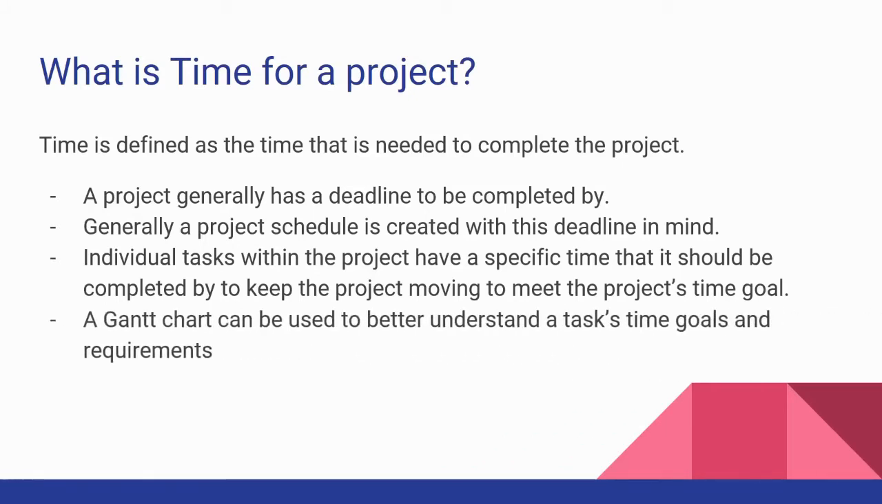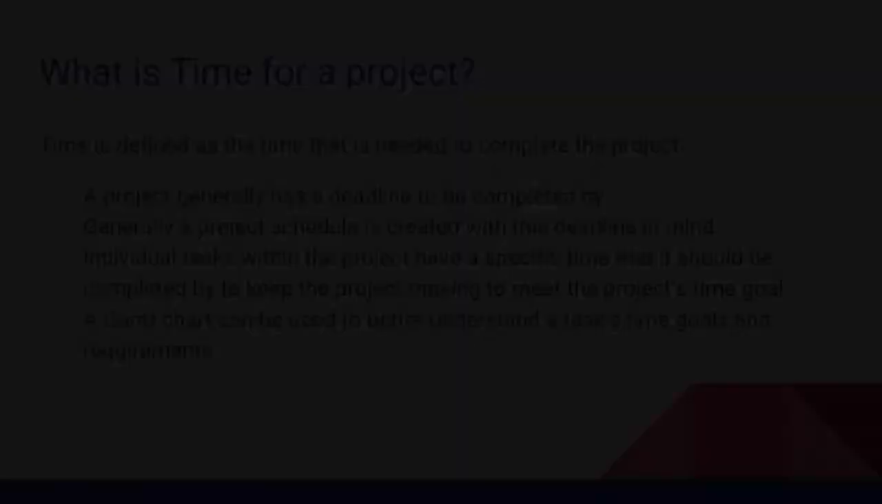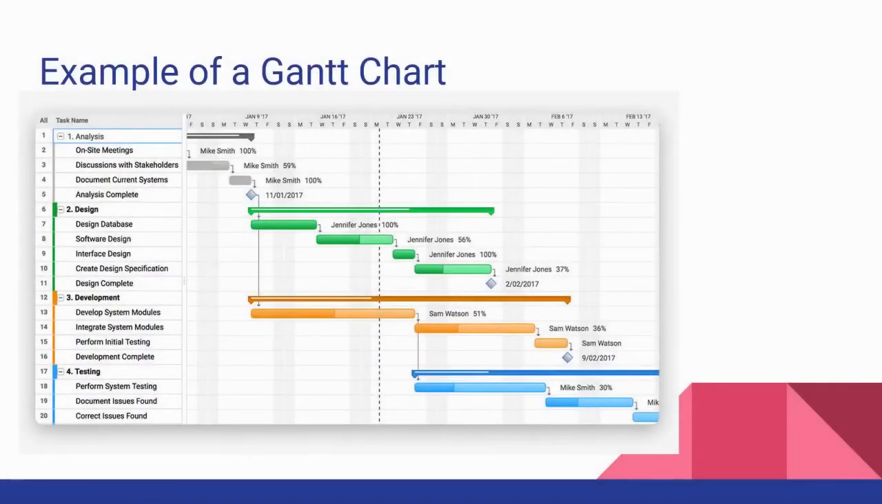A Gantt chart can be used to better understand a task's time, goals, and requirements. Here's an example of what one would look like. Each task within the project has a time to be completed, as well as showing task dependencies to one another.